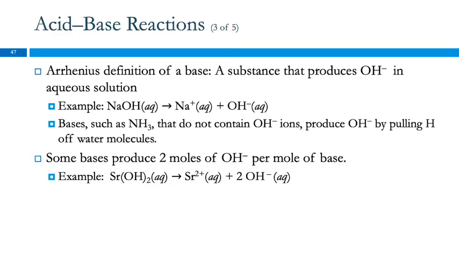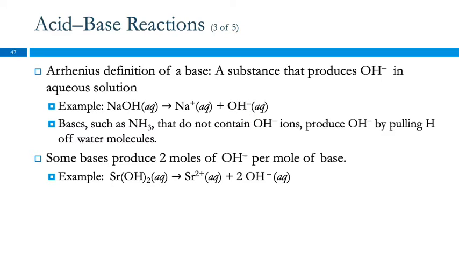Arrhenius also has a definition of a base. A base is a substance that produces hydroxide ions in aqueous solution. So NaOH. This is a soluble ionic compound, and when you dissolve it in water, the ions dissociate. They separate from each other. We've got sodium ions and hydroxide ions.